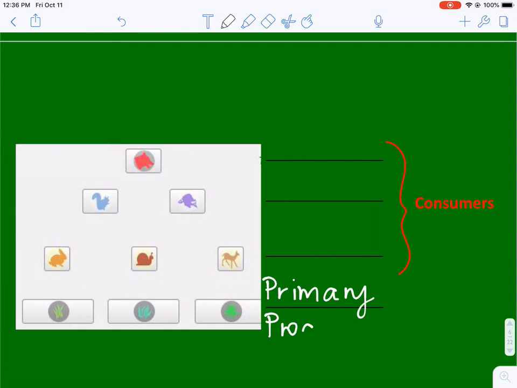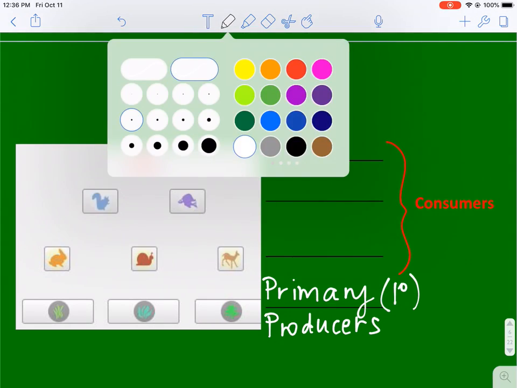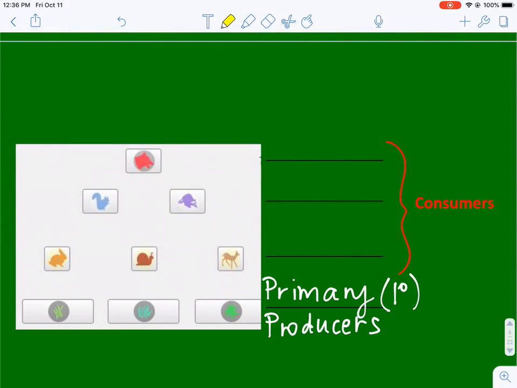Primary producers is the vocabulary that begins any sort of ecological pyramid or food web or food chain. Sometimes when you see the word primary, you'll just see a 1 with a little 0. It's just saying primary. That's producers. Then we step up. Now we have things that are consuming energy.